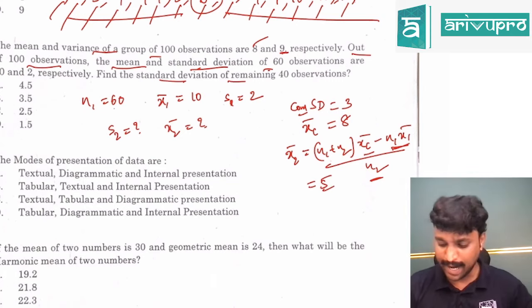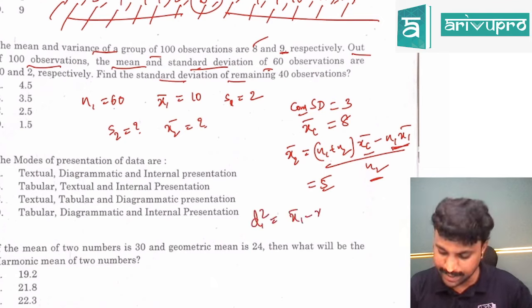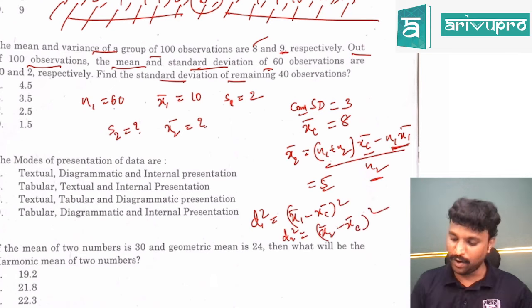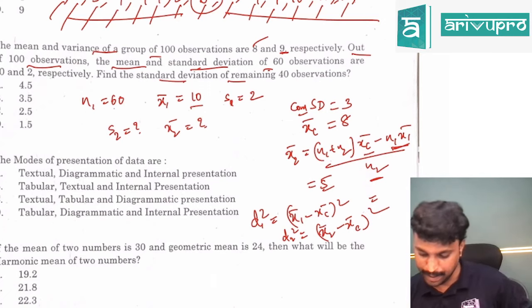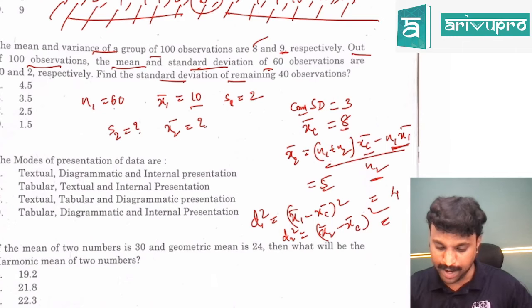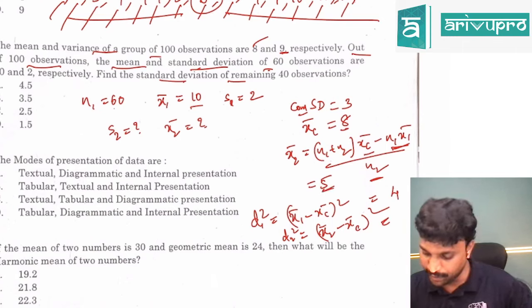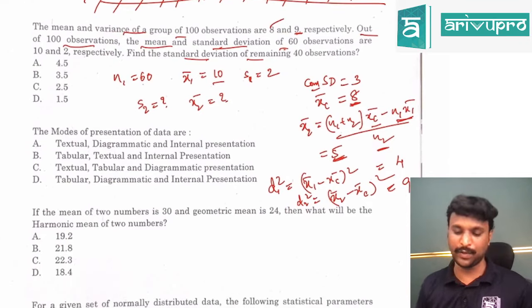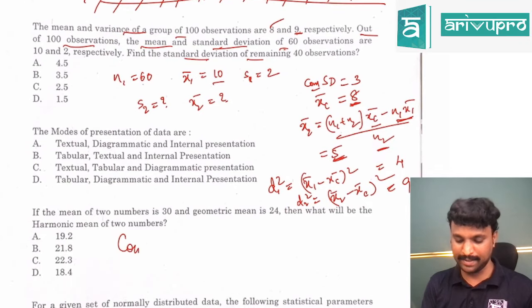Guys, for the combined standard deviation formula, you need to know d1 square, that is (x1 bar minus xc bar) the whole square, and d2 square, that is (x2 bar minus xc bar) the whole square. So x1 bar is 10 and xc bar is 8, 10 minus 8 is 2, the square is 4. x2 bar is, as we just found out, 5, and xc bar is 8, 5 minus 8 is negative 3, the square is plus 9. So guys, we got d1 square and d2 square.